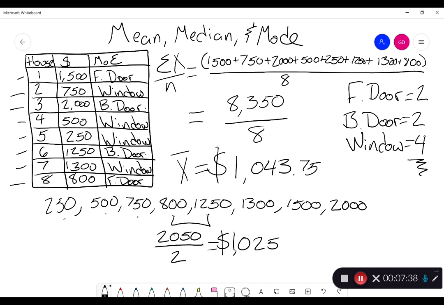The median value here is $1,025, and the mean, the average amount taken from each property or residence, is just over $1,000 with $1,043.75.